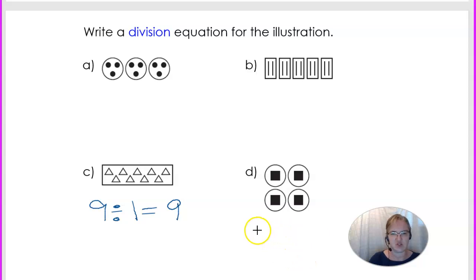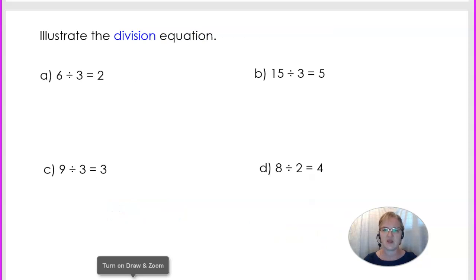D also looks like it's a tricky one. We start out with 4 squares. We are dividing them into 4 different groups. And so how many do we have in each group? If we've divided them into 4 groups, there's 1 in each group. Okay, in this one it's asking us to illustrate or draw the division equation.